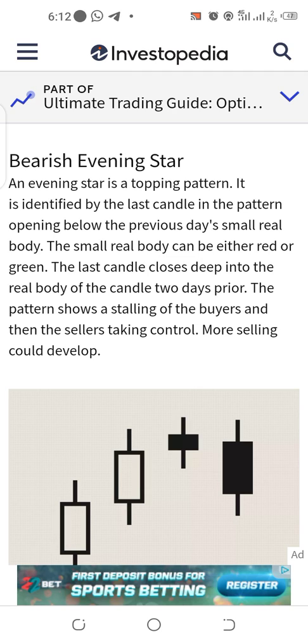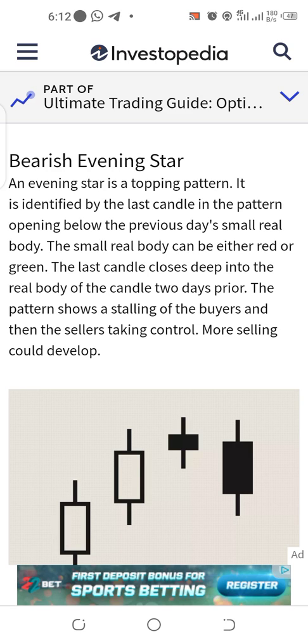The pattern shows a starting of the buyers and then the sellers taking control. More selling could develop. What it means is, look at the pattern of the candlesticks. There is a bullish candlestick, another bullish candlestick. Then a candlestick opens above where the previous one closed, goes even higher, and then closes at the closing of the last day.